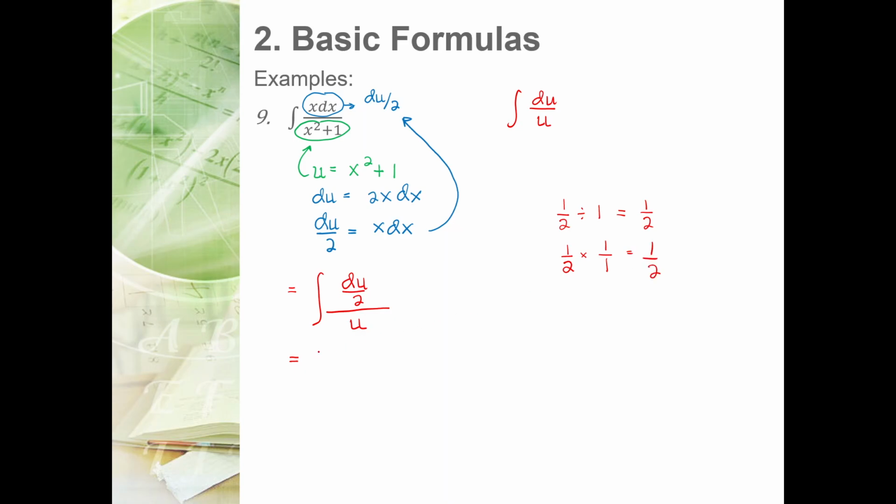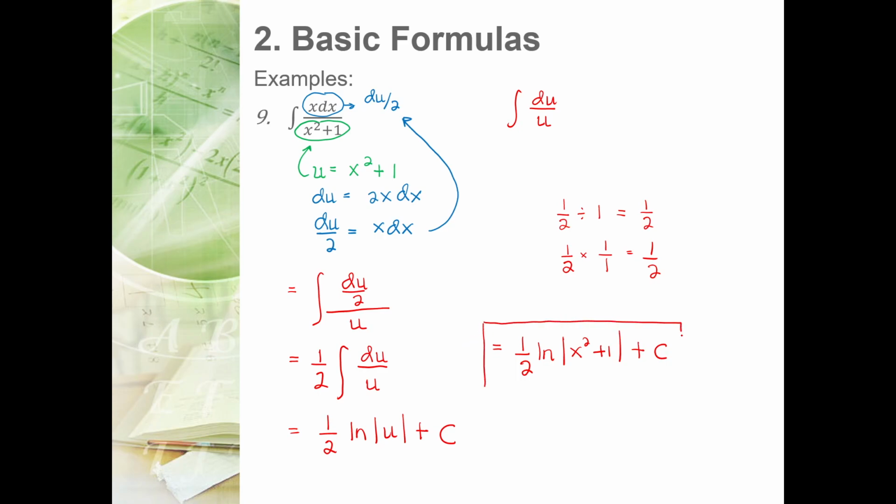1/2 still. So 1/2 integral of 1 over u with respect to u. So du all over u. So the answer is 1/2 ln of u plus c. So again, if you bring back the value of u, this will be the final answer: 1/2 ln of x squared plus 1 plus c. So, okay na?